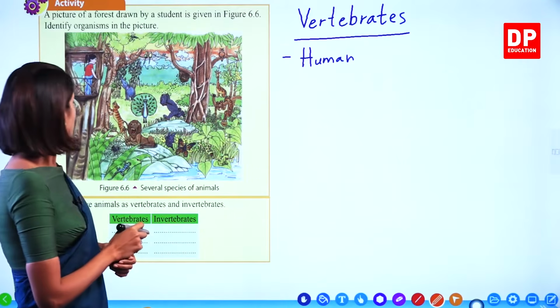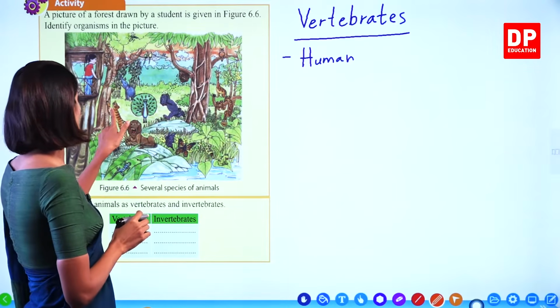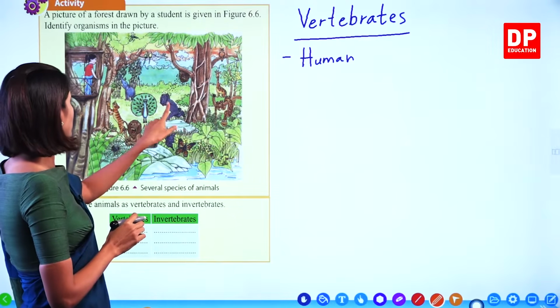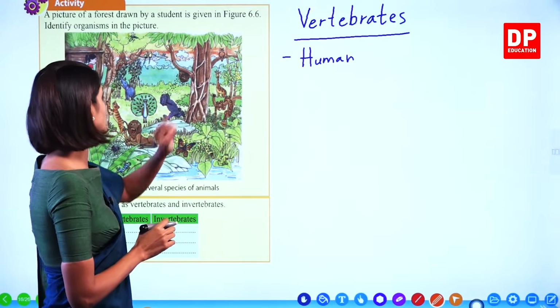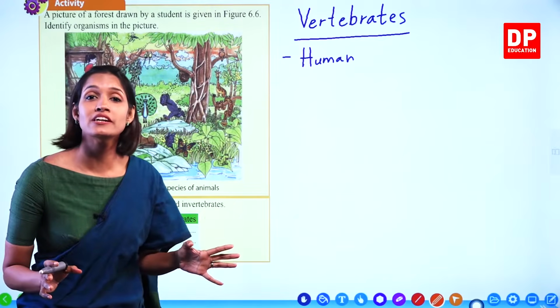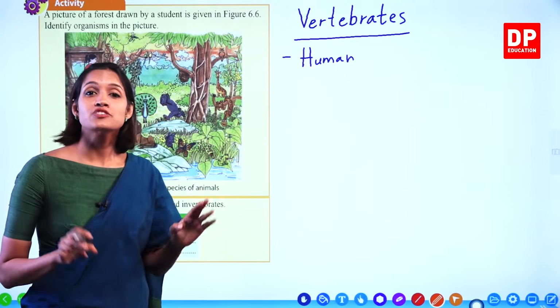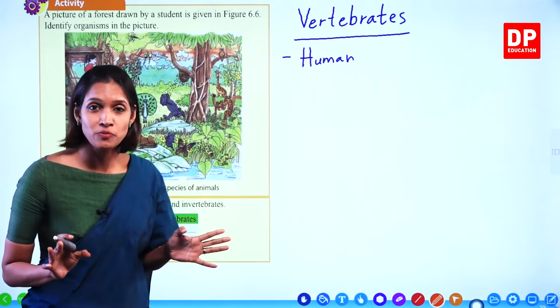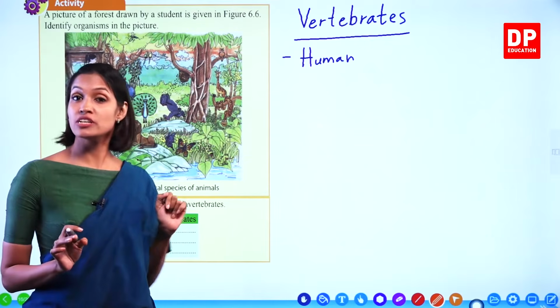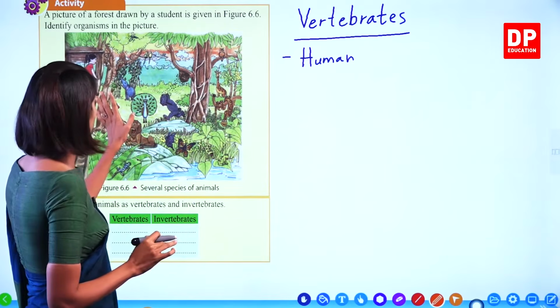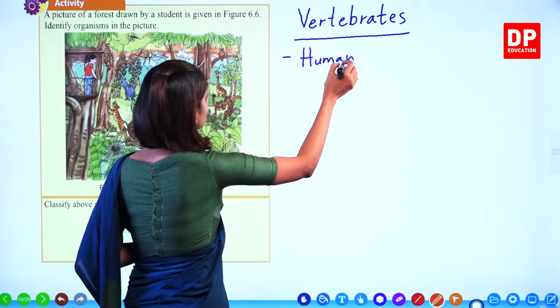And what about the lion? Lion, tiger, bear, elephant, and giraffe. They all are coming under mammals, including the human, right? So all the mammals have a backbone. Therefore, they are coming under vertebrates. Okay? So we will write the mammals first.